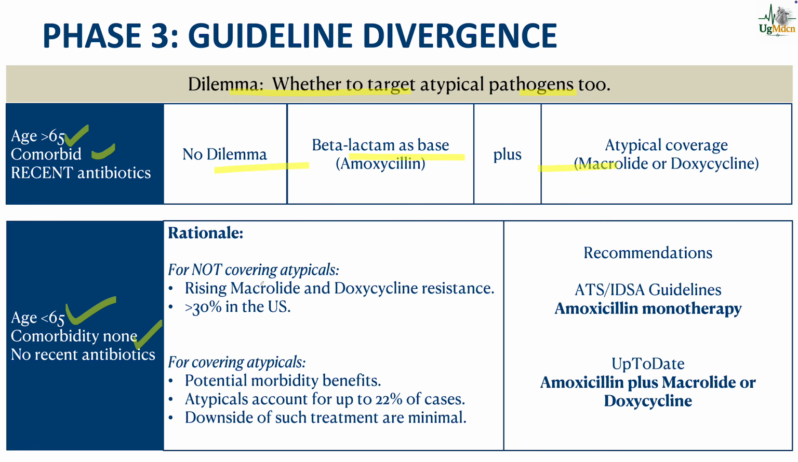The rationale for not covering stems from rising resistance to macrolides and doxycycline, and the rationale for covering atypical agents is the potential morbidity benefit. Atypical pathogens account for up to 22% of CAP cases, and the downsides of such treatment are minimal. For examinations, pay close attention to whether the patient has significant comorbid conditions, because that frequently changes the correct answer.